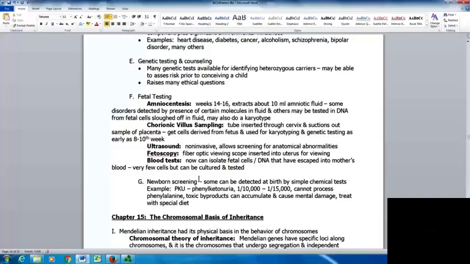With fetoscopy, a fiber optic viewing scope is inserted into the uterus. This will allow you to actually view the fetus. With blood tests, you can isolate some fetal cells and DNA that have escaped into the mother's blood. You get very few cells, but they can be cultured and tested.